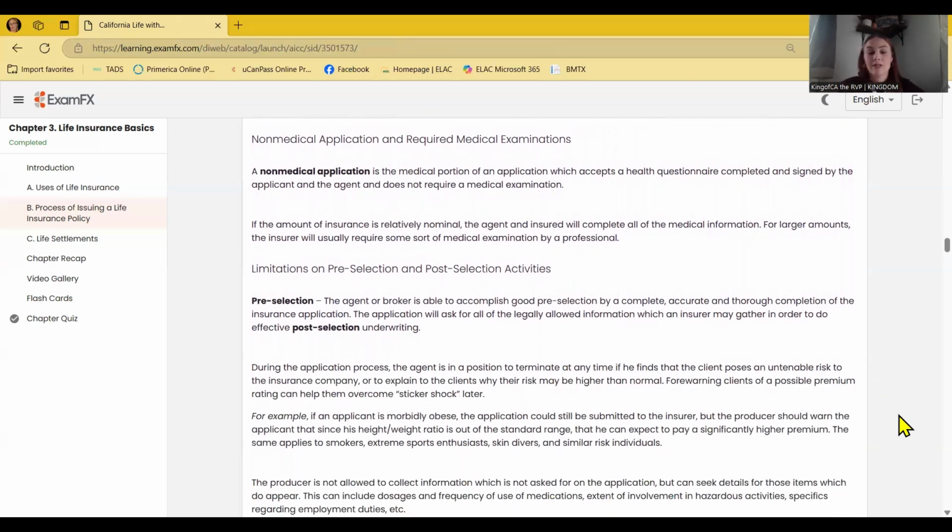So when it comes to the application, like I said, there are non-medical applications and there are medical applications. We already kind of went over that. Just know that medical applications require some kind of physical. Usually whole life, universal life, and some types of term, depending on how old you are and how much coverage you need, require blood work or a physical. That's a medical exam. Non-medical exams are for lesser coverage, usually below 300,000, and that is when they are going to approve or deny you based on your application and your background.